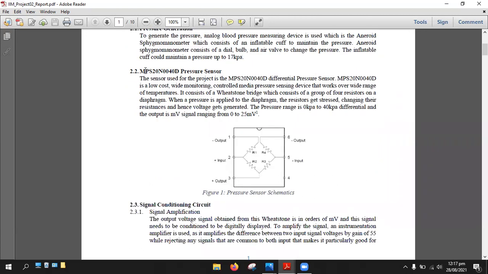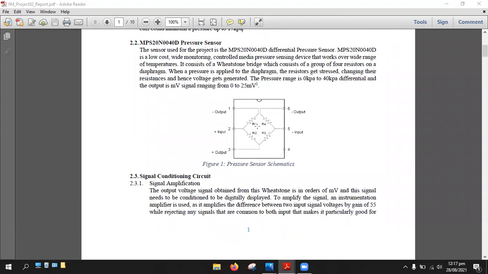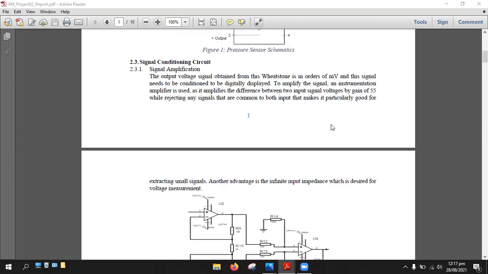As far as the pressure sensor is concerned, the basic circuitry of this sensor looks something like this. As you can see, it has output positive and negative, input, and two output positive pins basically. The first step was to calculate the internal resistances R1, R2, R3 and the output of the pressure sensor that we had, and then perform our signal conditioning task on that.